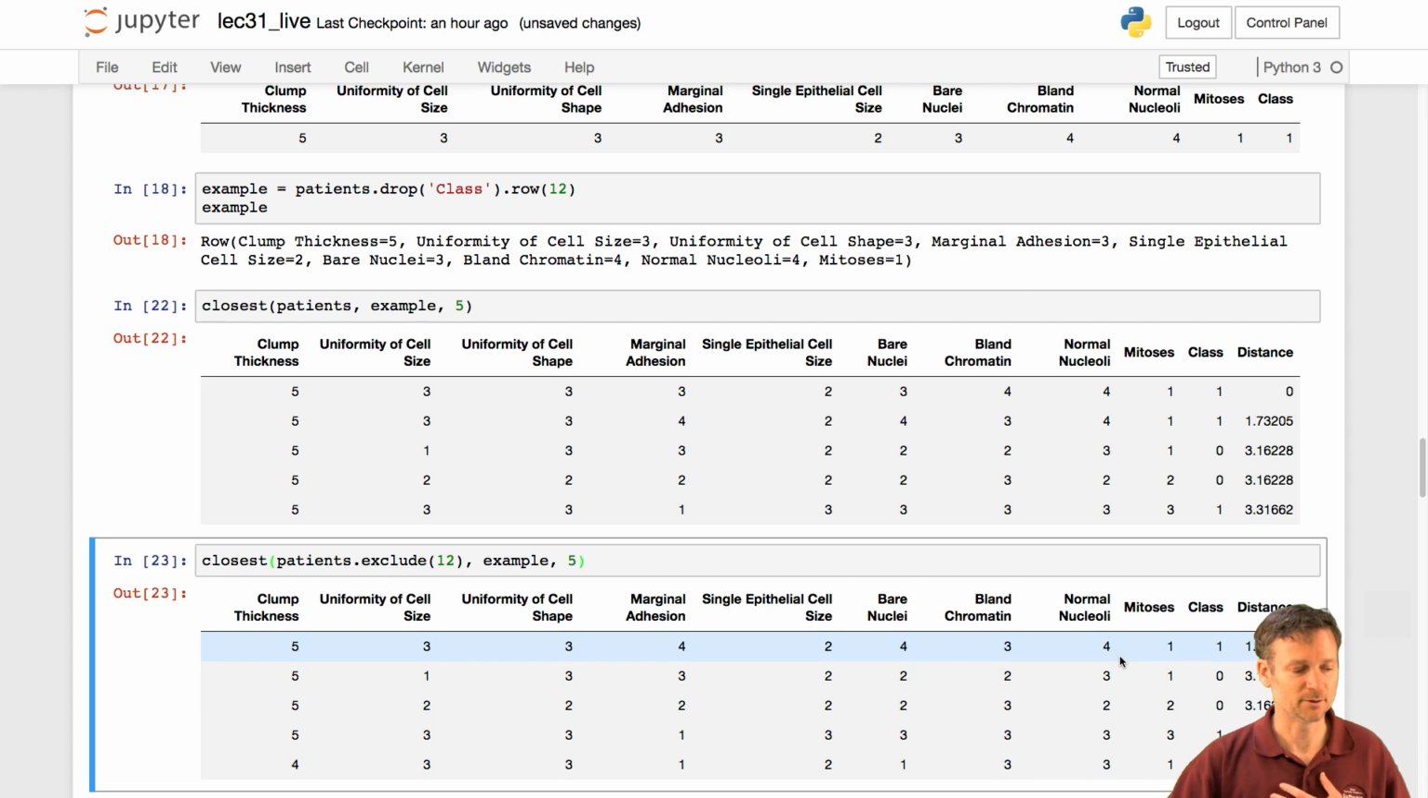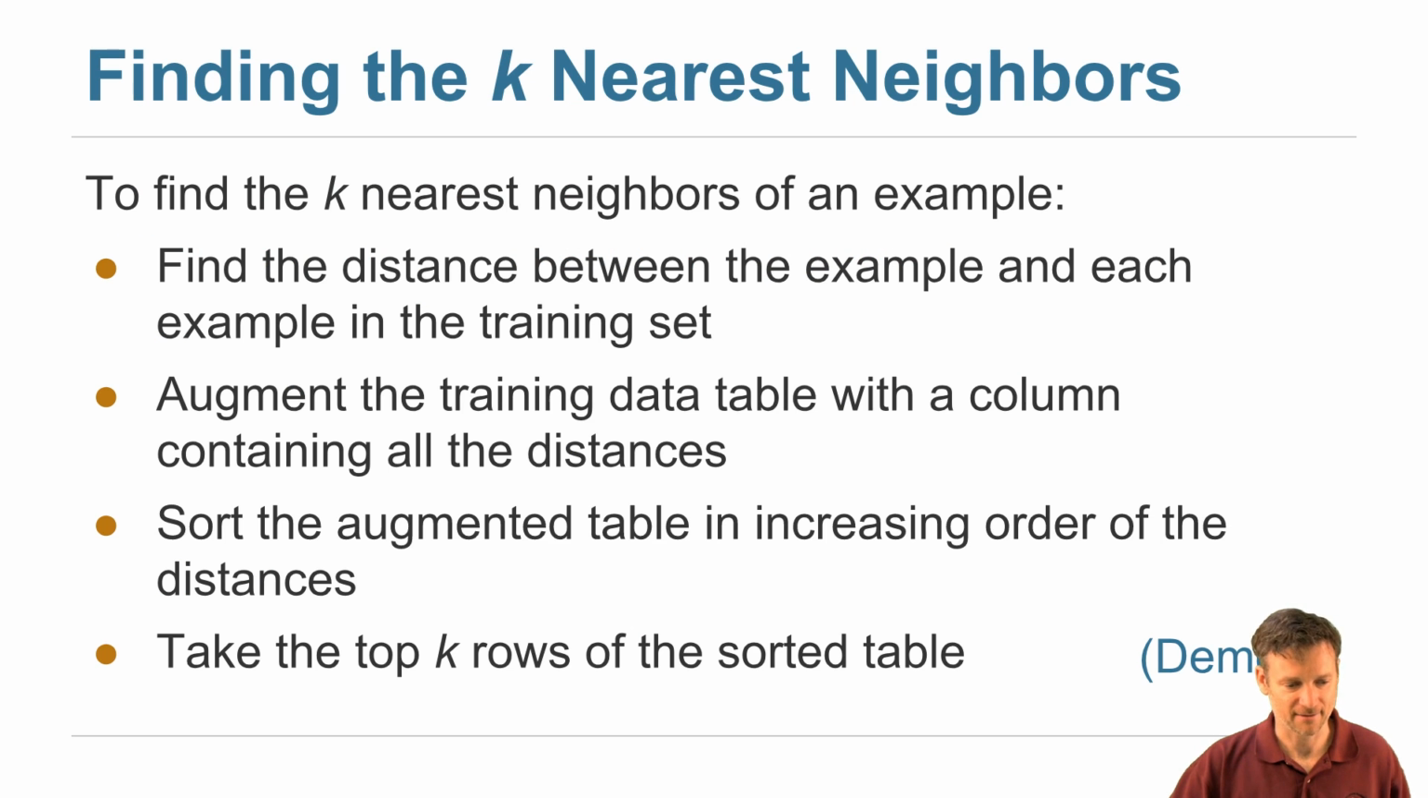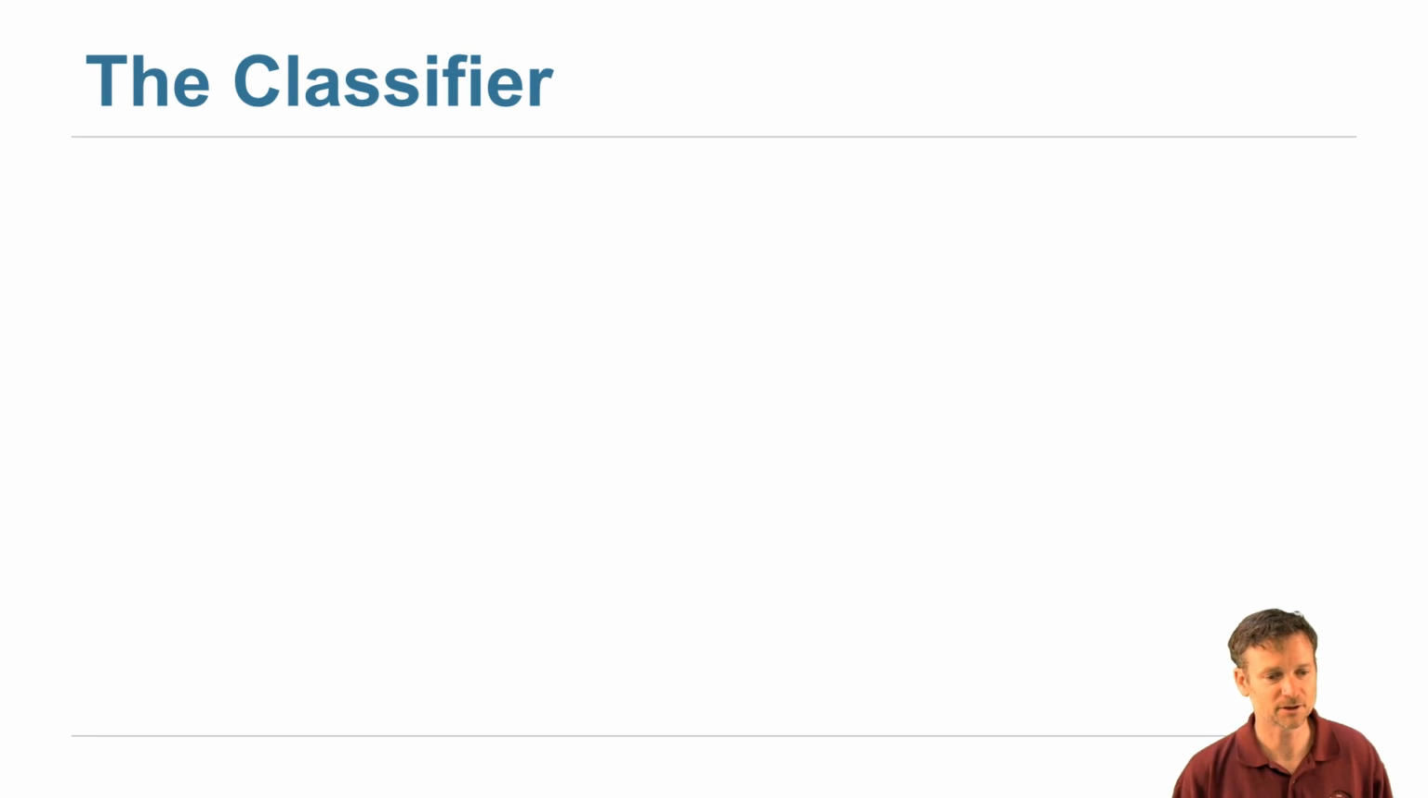Okay, so this is how you could compute the k nearest neighbors, which was the first half of the classification rule. Once you've got the k nearest neighbors, that then helps you make a prediction, make a diagnosis.